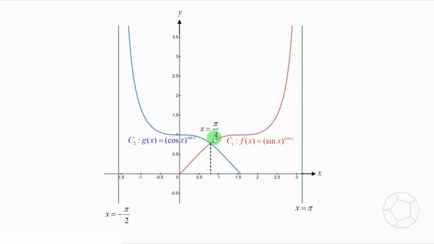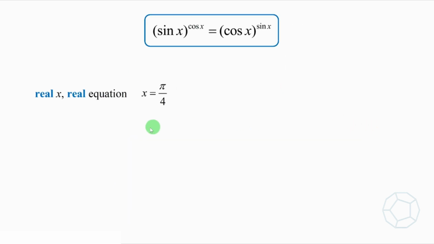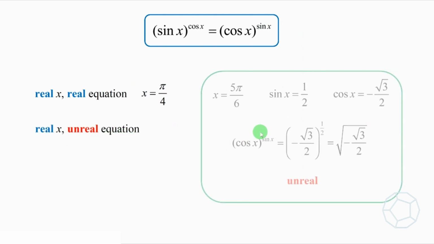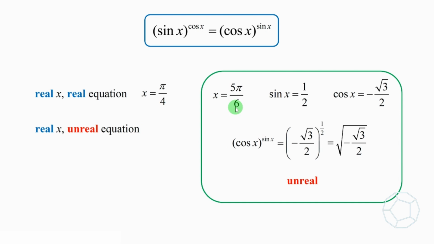We have used calculus to solve this amazing equation. But what if we allow unreal values in the equation? Just as we have x is equal to 5 pi over 6 at the beginning of the video? How about the unreal values of x?